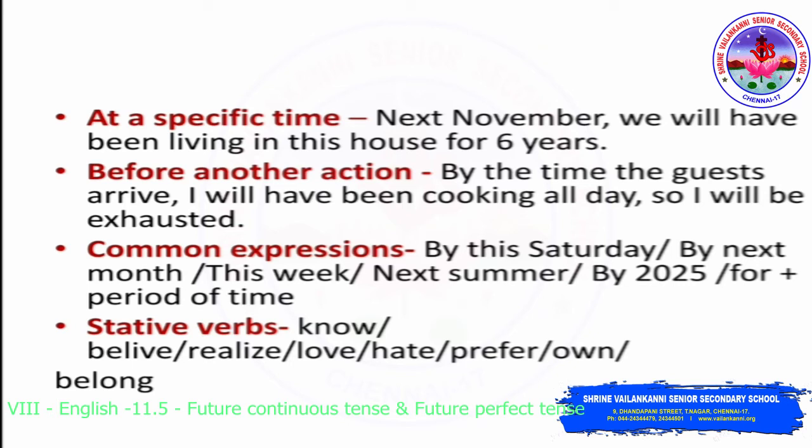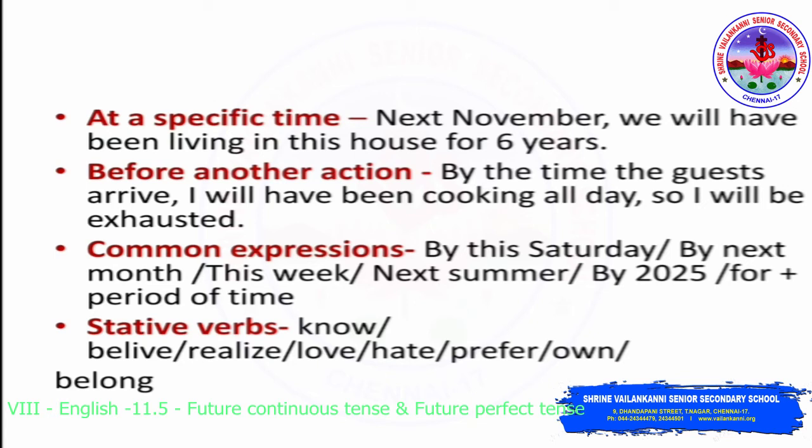What is the common expression? It's nothing but we add something before the tense, to fill up the context and give a complete sentence. By this Saturday, by next month, by 2025, by next summer, or by next winter, for 6 years. So you're saying how long something has been going on. For plus the period of time, for 5 years or 5 months or 5 winters. You could say anything with for, as long as it is a period of time. For example, next November, we will have been living in this house for 6 years. For plus period of time.